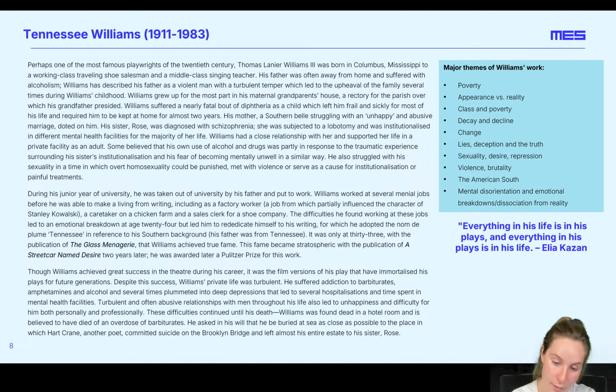It was only at 33, with the publication of The Glass Menagerie, that Williams achieved true fame. This fame became stratospheric with the publication of A Streetcar Named Desire 2 years later. He was awarded later a Pulitzer Prize for his work, which is one of the highest awards one can win as a writer. Though Williams achieved great success in the theatre during his career, it was the film versions of his play that have immortalized his play for future generations.